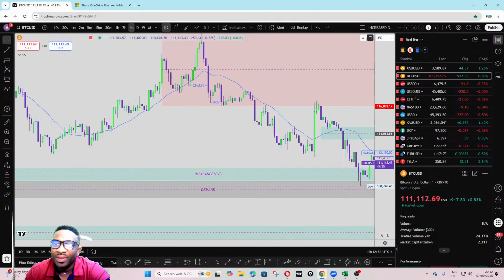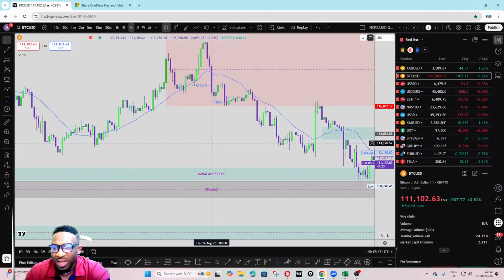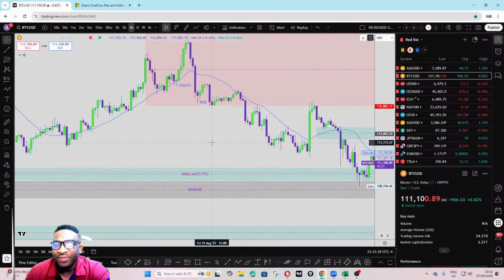So it's the same thing. It doesn't matter the time frame that you are on. It could be the 15 minutes, 5 minutes, 2 minutes, 1 minute, even 30 seconds. But what you should bear in mind is the higher time frame narrative: whatever you are taking on the lower time frame should align with the higher time frame narrative.